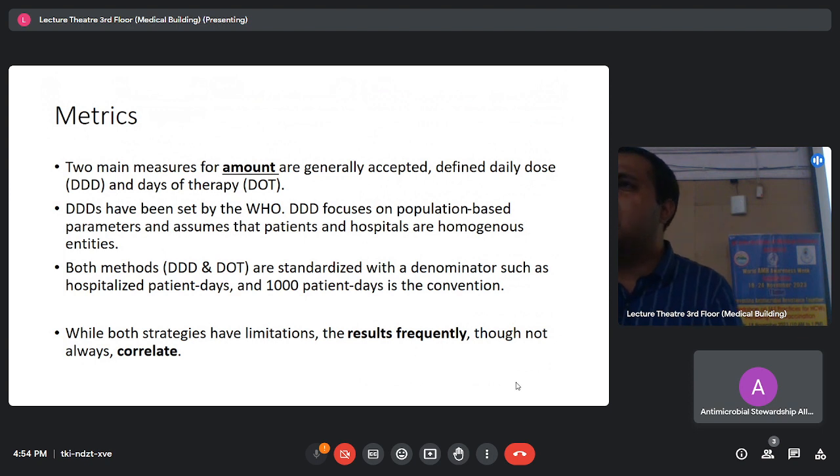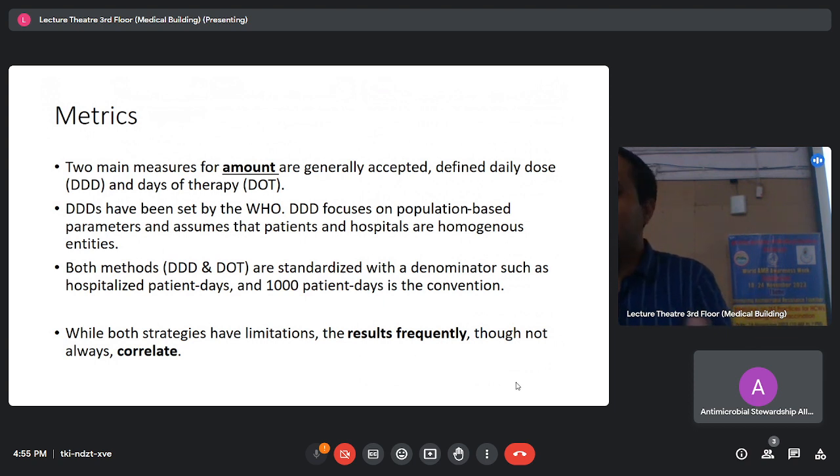Now, this ATC classification was used by WHO. There is an ATC code given to each drug, just like we have ICD codes, so we have ATC codes also. WHO used those ATC codes to calculate a DDD value.